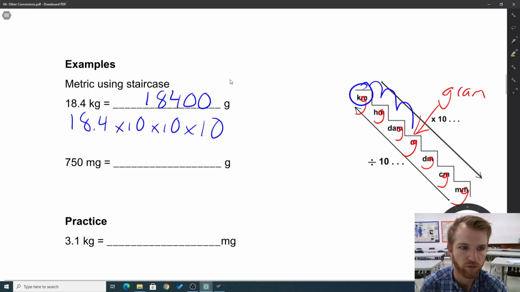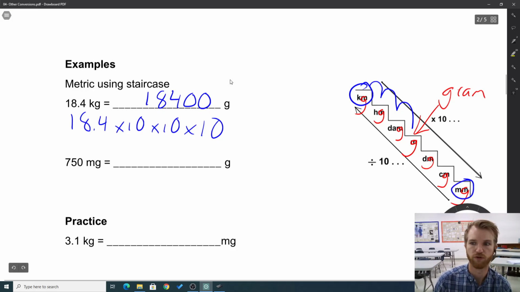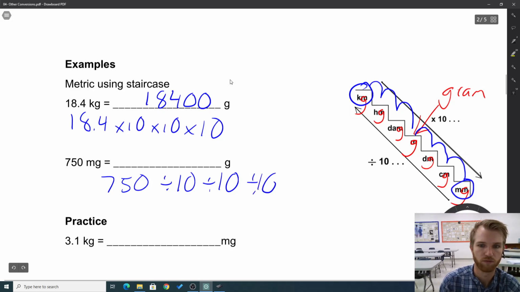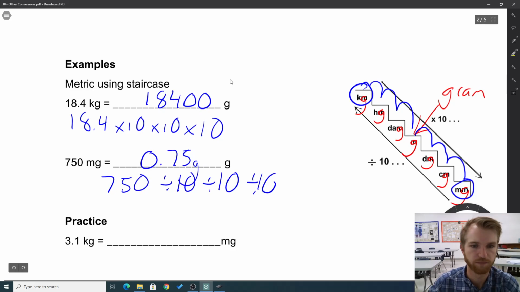This example goes from a small unit to a big unit. In this case, we're starting down at milligrams and going up to grams. So 1, 2, 3 steps up to go from milligrams to grams. As we're going up, we're dividing by 10 for each step. So divide by 10, divide by 10, divide by 10. So 750 divided by 10, divided by 10, divided by 10. And that ends up giving us 0.75 grams. You could have a 0 here if you want, but it doesn't matter either way. It's the same number.